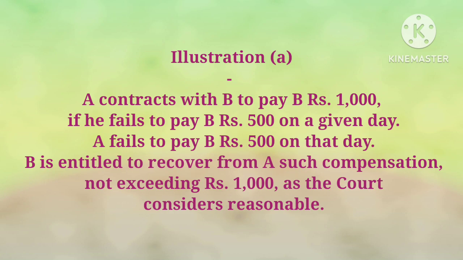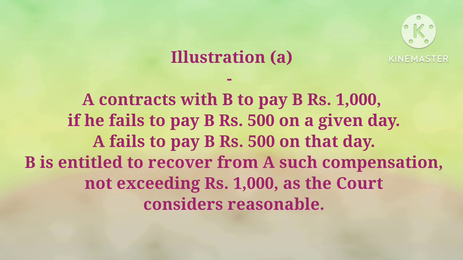Now, let us understand this with the help of an example. This is illustration A under section 74. A contracts with B to pay B rupees 1000 if he fails to pay B rupees 500 on a given day. A fails to pay B rupees 500 on that day. B is entitled to recover from A such compensation not exceeding rupees 1000 as the court considers reasonable.